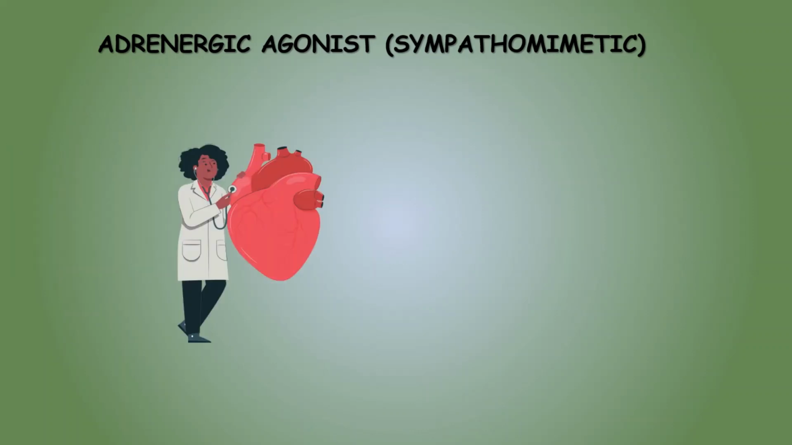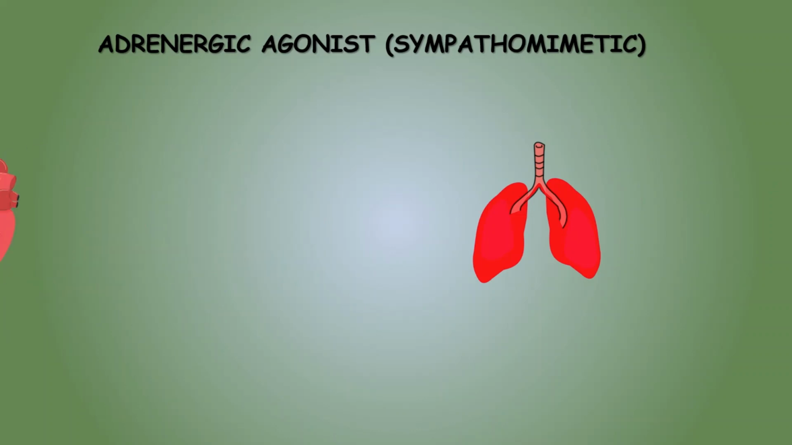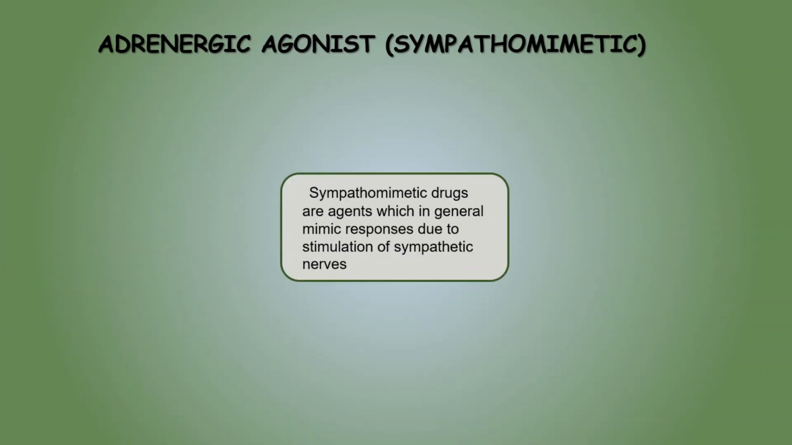Adrenergic agonists, also known as sympathomimetics, constitute a very important group of drugs used for cardiovascular conditions, respiratory conditions, and other conditions. Sympathomimetic drugs are agents which in general mimic responses due to stimulation of sympathetic nerves. They are readily divided into subgroups on the basis of their mode of action or spectrum of action.